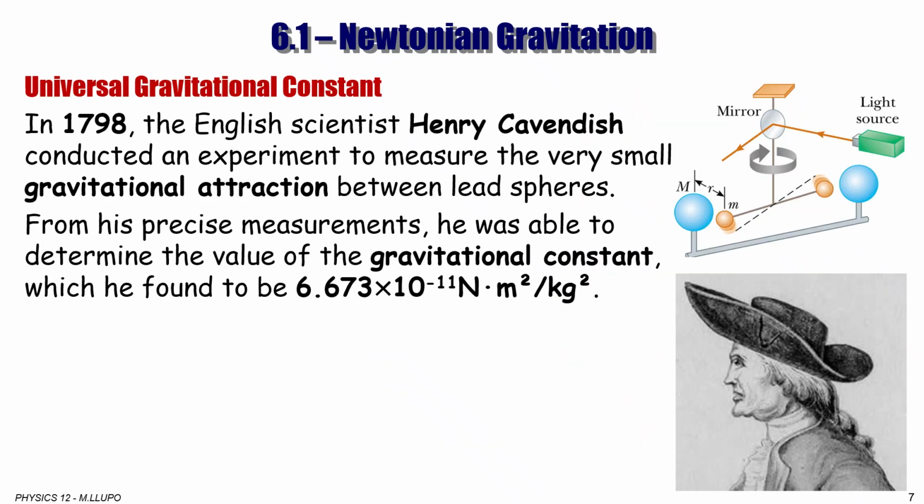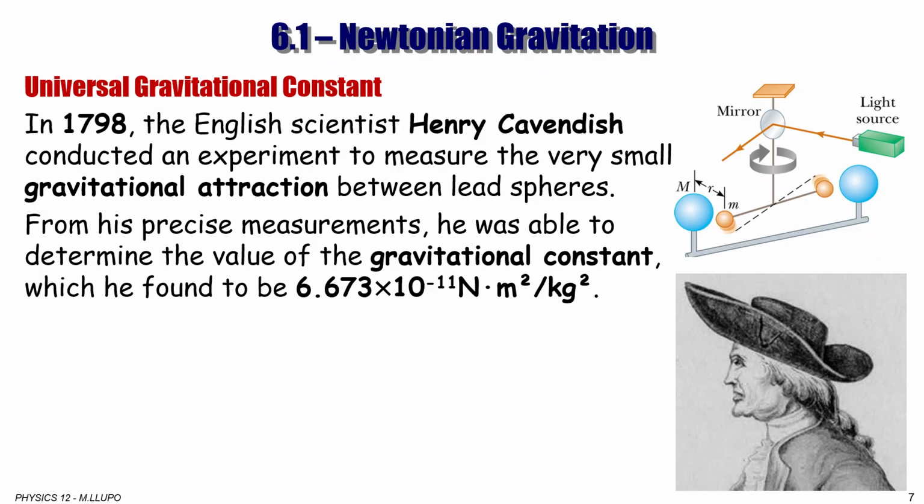Let's see how the universal gravitational constant was determined. In 1798, the English scientist Henry Cavendish conducted an experiment to measure the very small gravitational attraction between lead spheres.